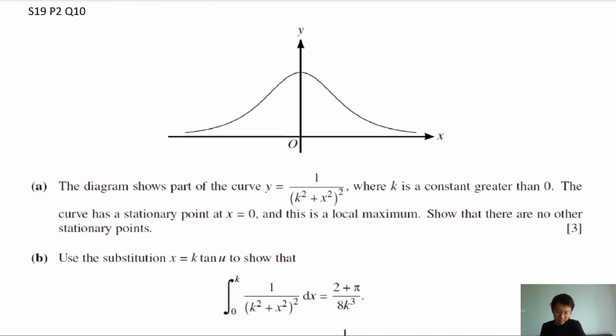Okay, so next question. The diagram shows parts of the curve which we are given for this equation of the curve, where k is a constant greater than 0, so it's a positive constant. The curve has a stationary point at x equals 0, and this is a local minimum. So show that there are no other stationary points.